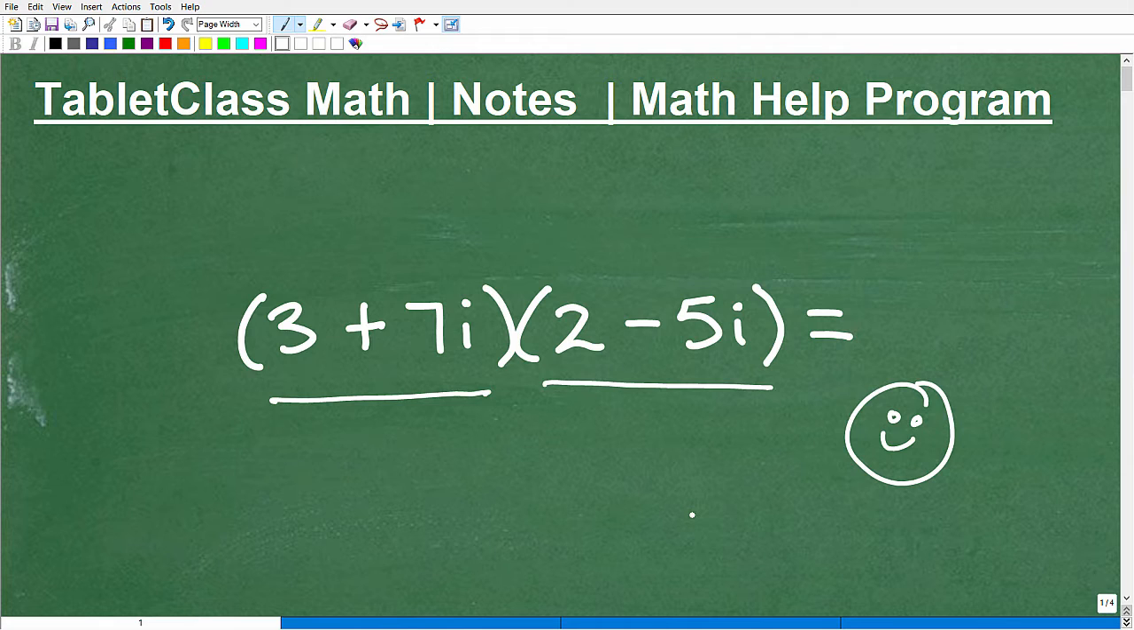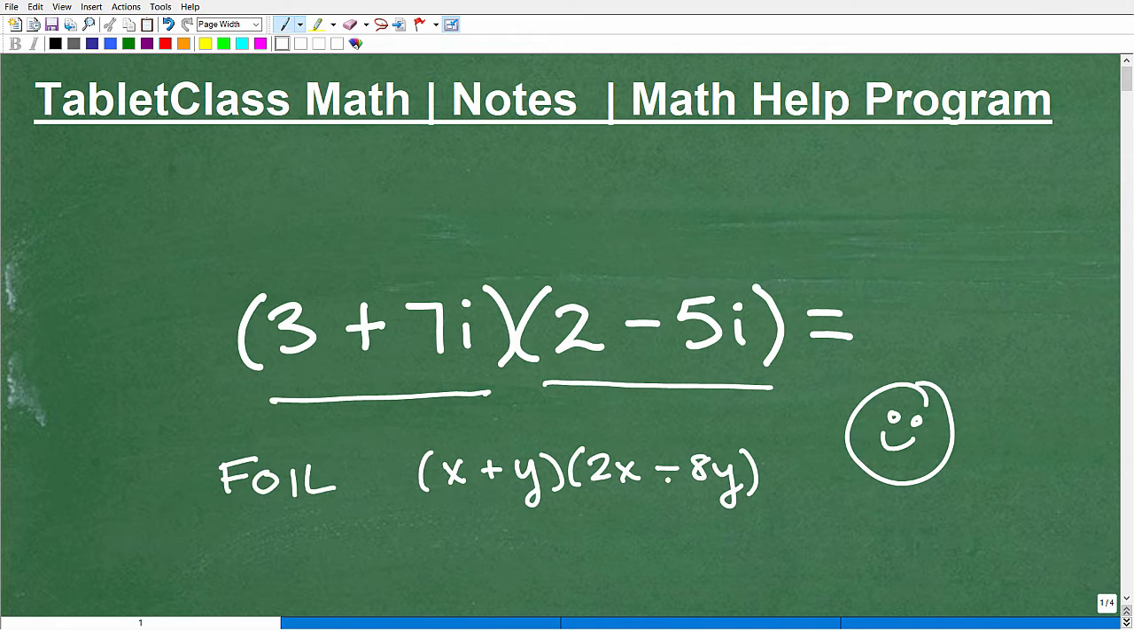And what I need you to understand, and it's kind of a prerequisite skill set here, is how to multiply binomials. So something like this, x plus y times 2x minus, let's say, 8y, how you would multiply these two guys together. So if you are up on your algebra skills, and you can apply, let's say, the FOIL method to multiplying these two guys, then you're going to find multiplying complex numbers quite easy, okay?